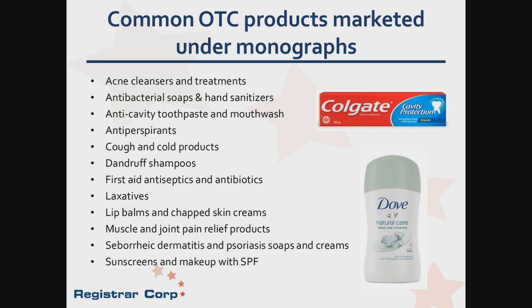A vast majority of the products on the marketplace are covered under monographs. And so this is a list of examples of monograph conditions that have been described by FDA. So for example, acne cleansers, cough and cold products, antiperspirants, sunscreens, lip balms, everything you see on this list may be covered by a monograph, provided your active ingredient is included. And as we noted on the previous slide, if your active ingredient's not included in the monograph, you'll need to do the NDA or the ANDA or reformulate to include an active ingredient that is covered under the monograph.